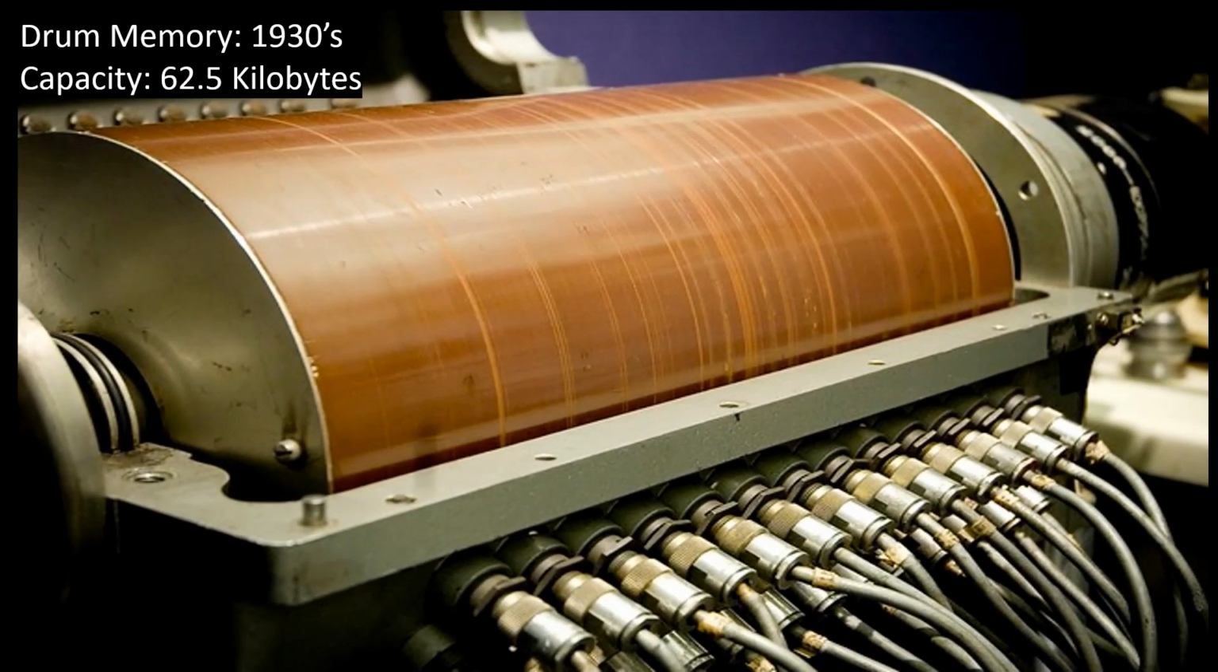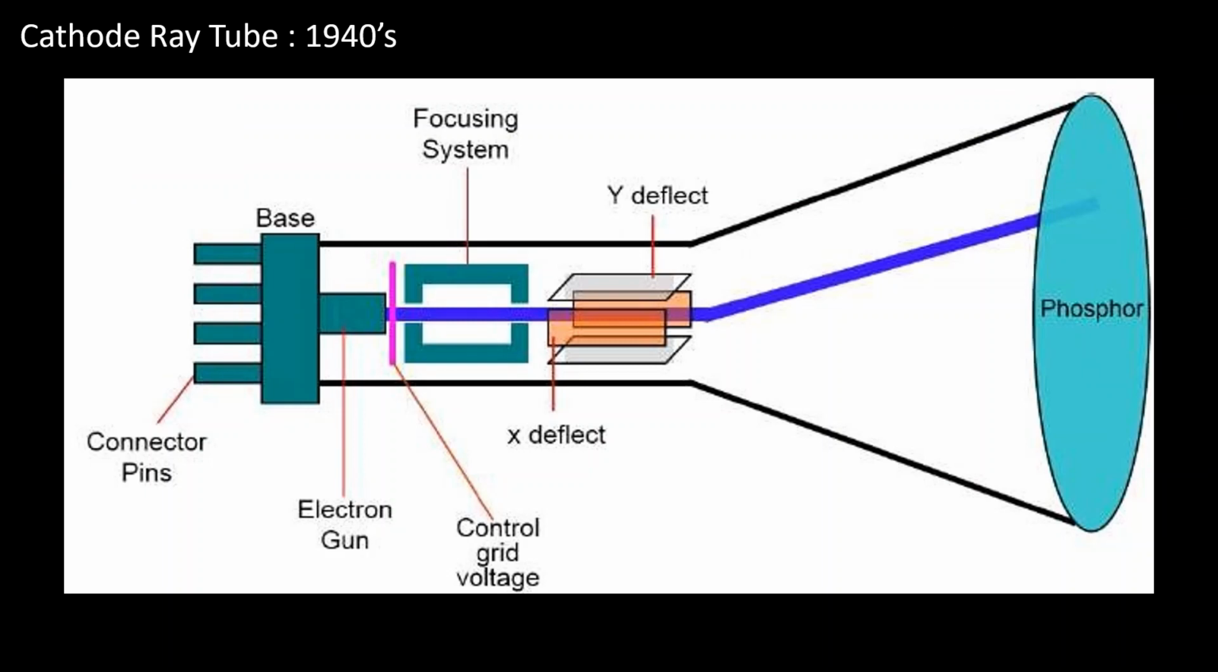In the 1930s, drum memory was introduced. Drum memory was made up of the large cylinder, which was stationary. The drum sped around at high speed while the head waited for the relevant piece of data to come. Drum memory can store around 65 kilobytes of data.